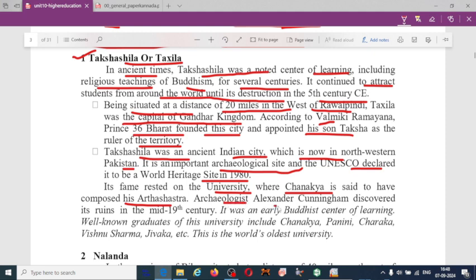Archaeologist Alexander Cunningham discovered its ruins in the mid 19th century. It was an early Buddhist center of learning.